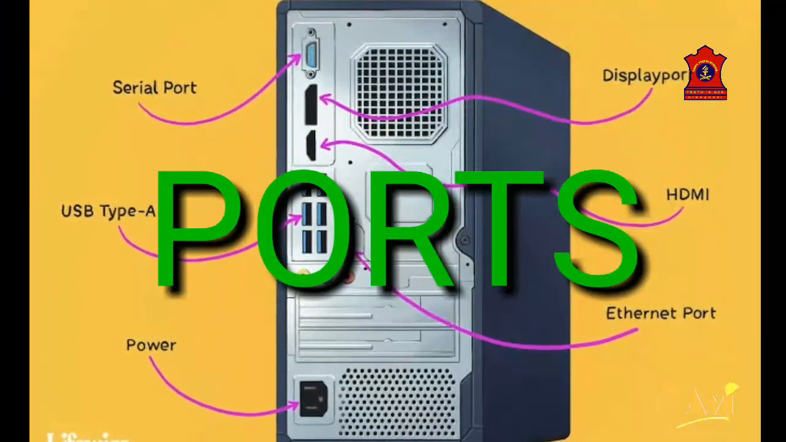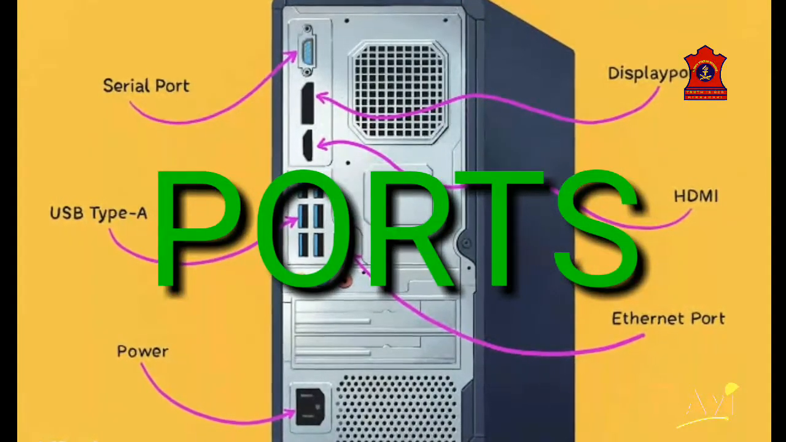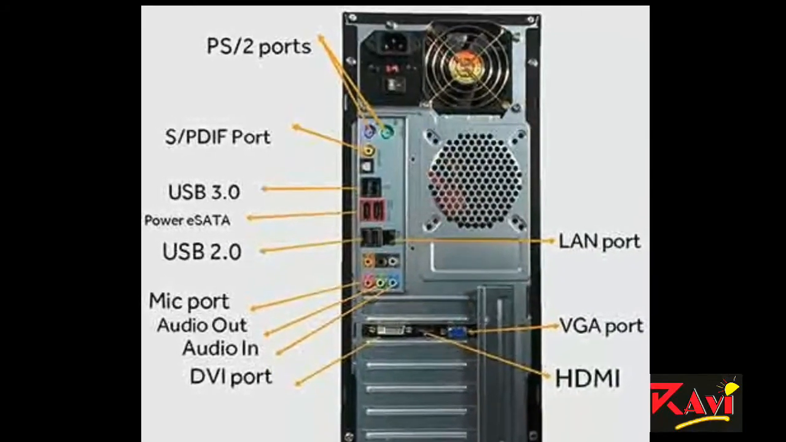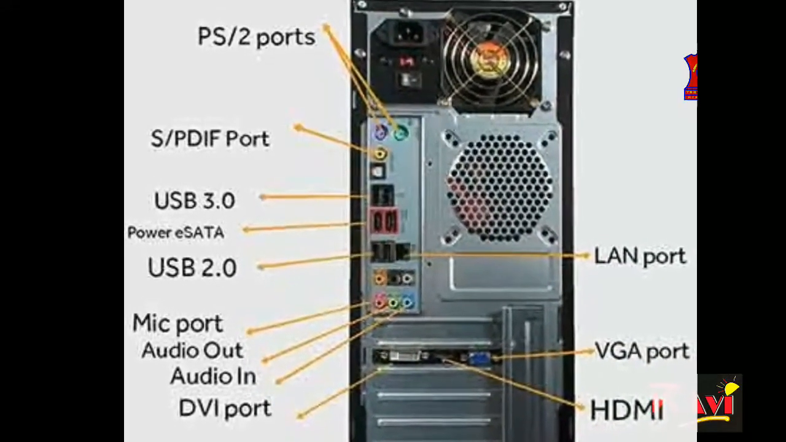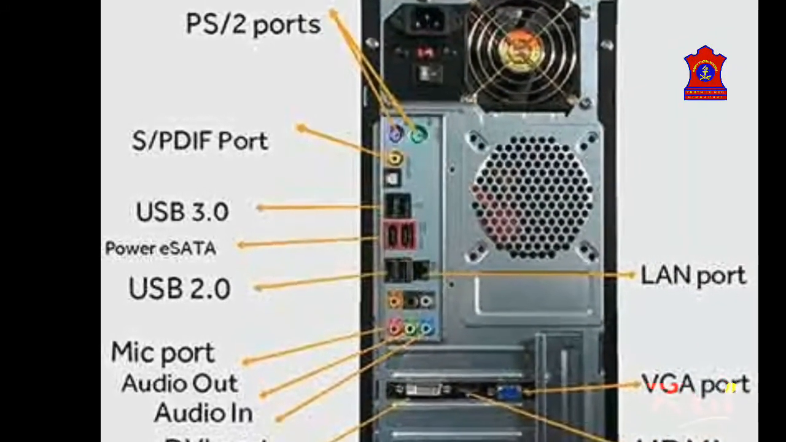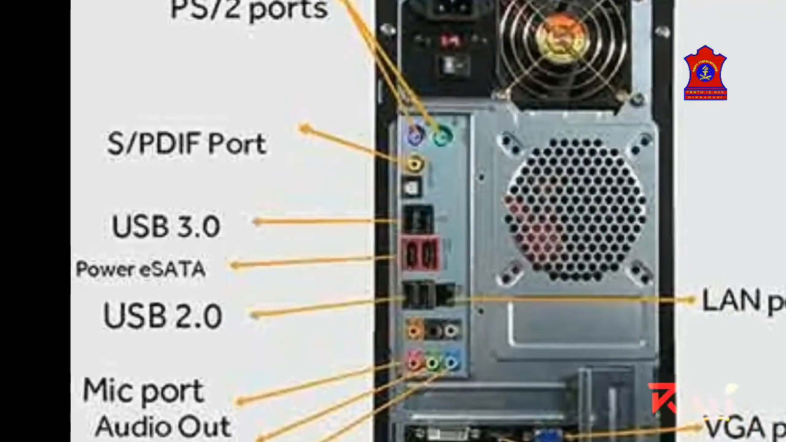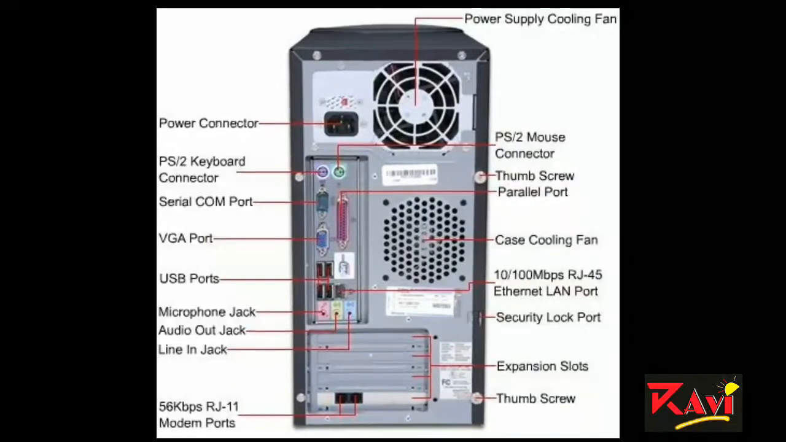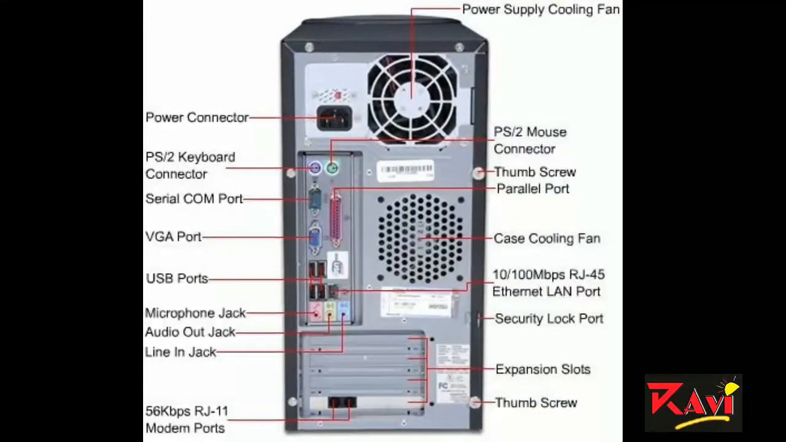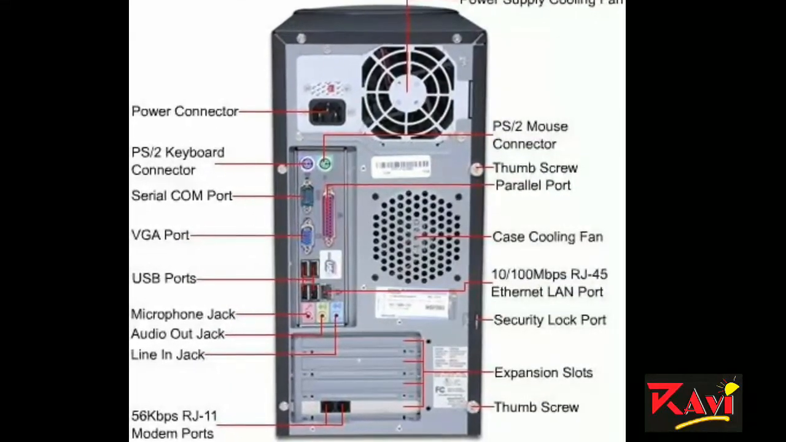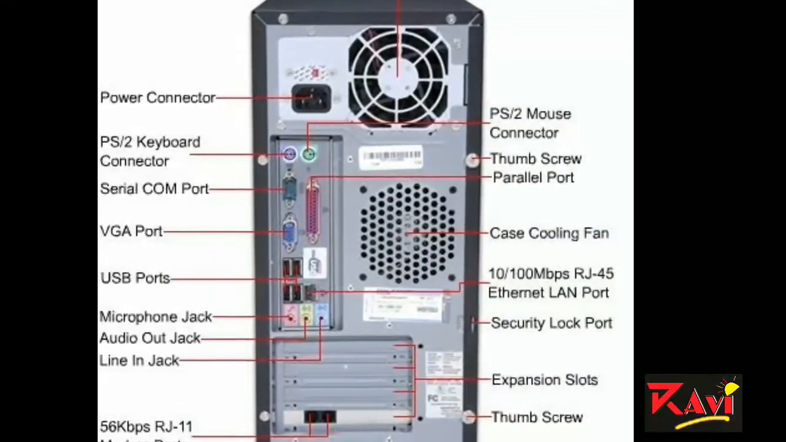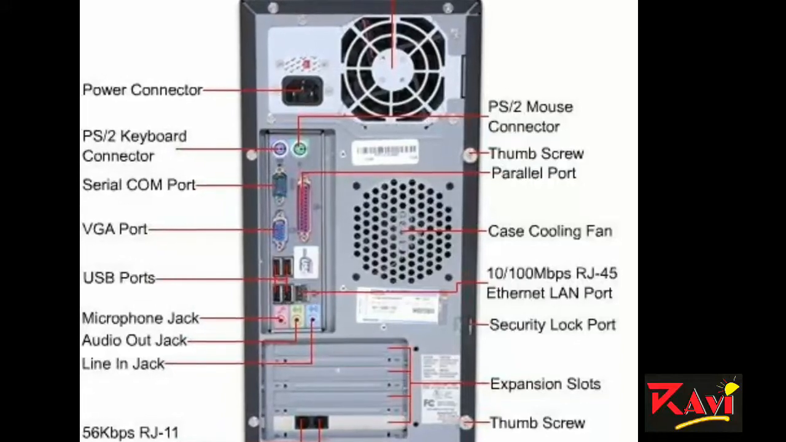Now, another very important component of system unit are ports. These are placed at the back of the system unit that contains a number of holes and slots called ports. In these ports, you plug in computer devices such as keyboard, mouse, monitor, etc.